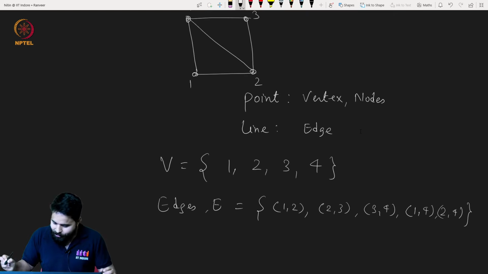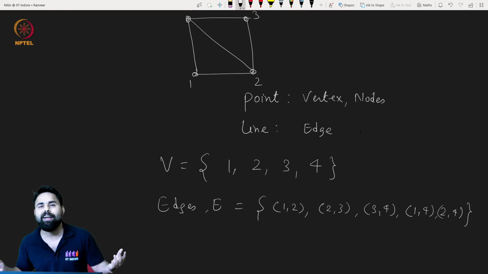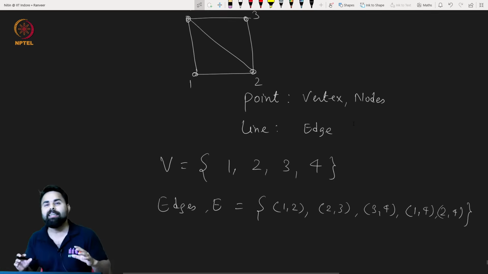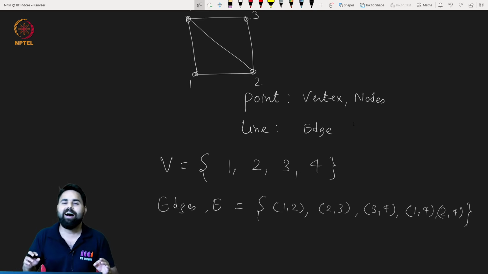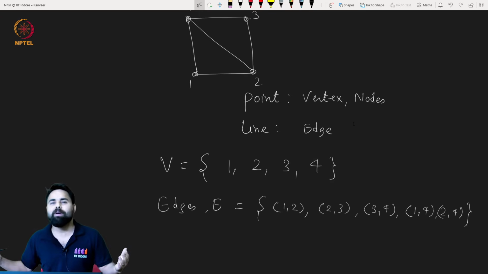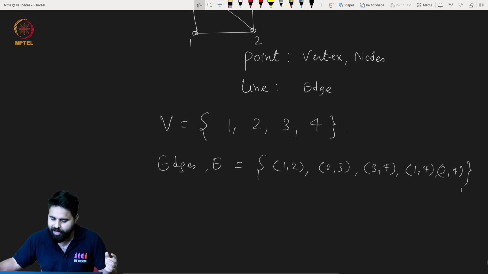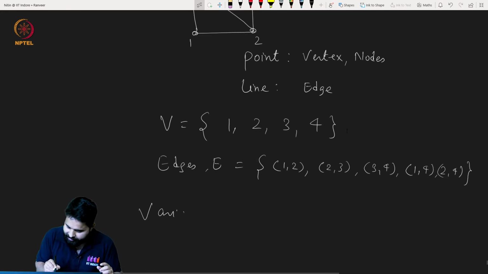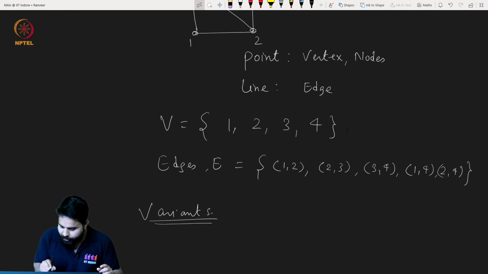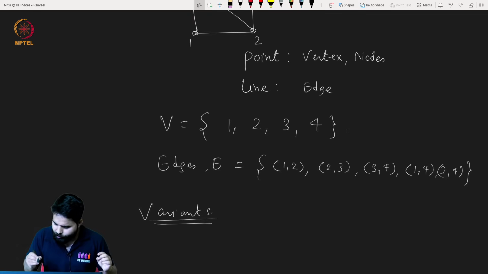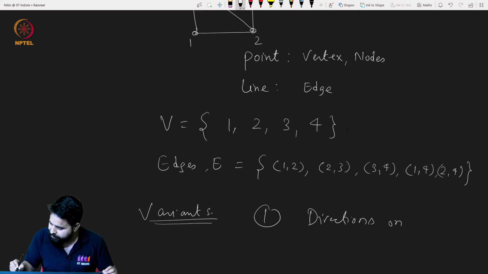Now you might be asking why I am writing 1, 2 and why not 2, 1. The reason is that in this course we will be taking graphs in which the edges are undirected. Basically 1, 2 is the same as 2, 1, but there are variants of graphs where you might allow direction. In fact, let me tell you about the variants of graphs. In this course, fortunately or unfortunately, we will not be taking variants in general. Sometimes we will. So the variants could be directions on the edges.